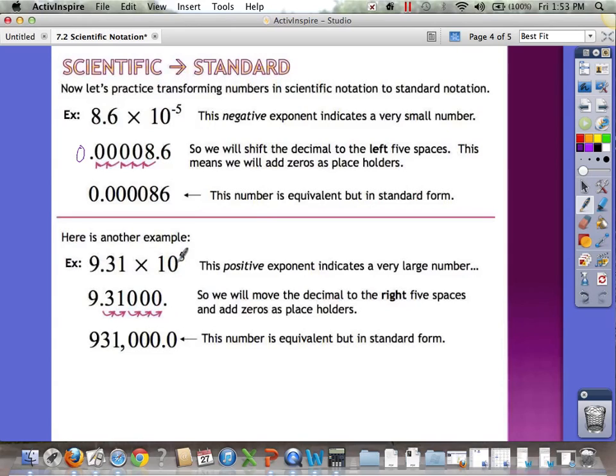Just double check your work. I have a positive exponent. That means it's a bigger number than what I had. Okay.